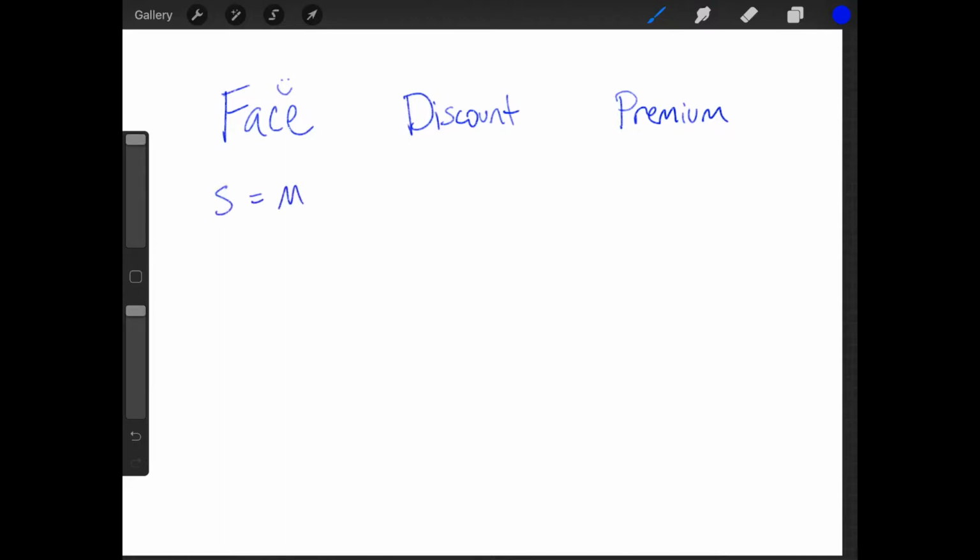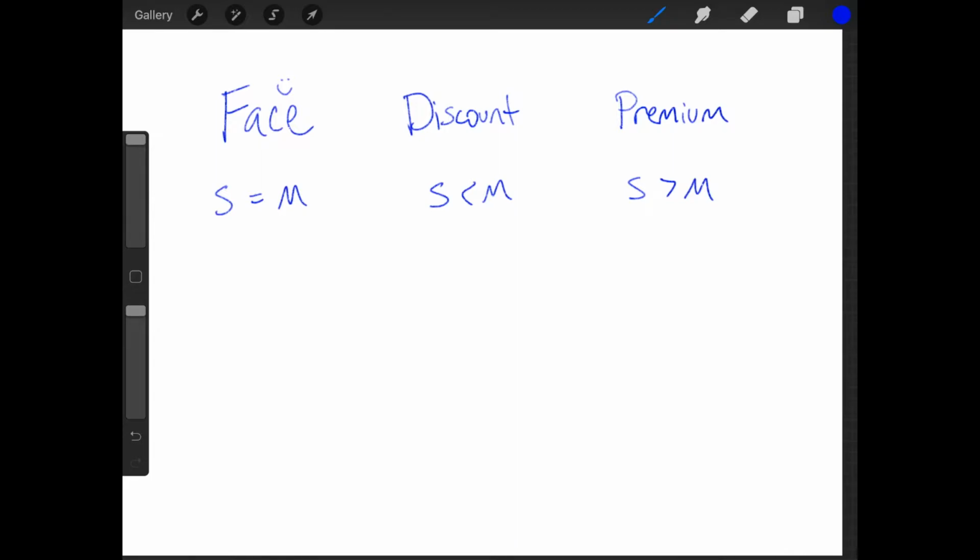So if they're equal, it'll be issued at face. If your stated is less than your market rate, it will be issued at a discount, and if your stated is greater than market, it will be issued at a premium. Remember that discount and premium don't mean good or bad, it's just what it is.